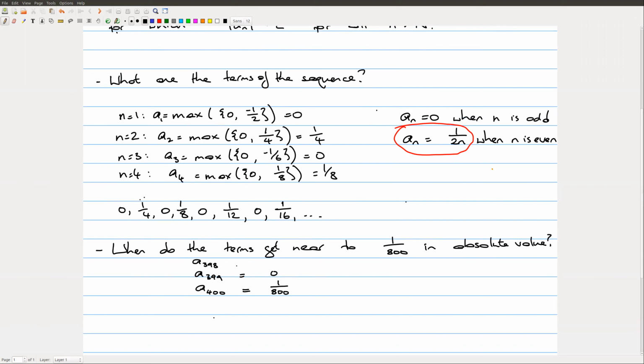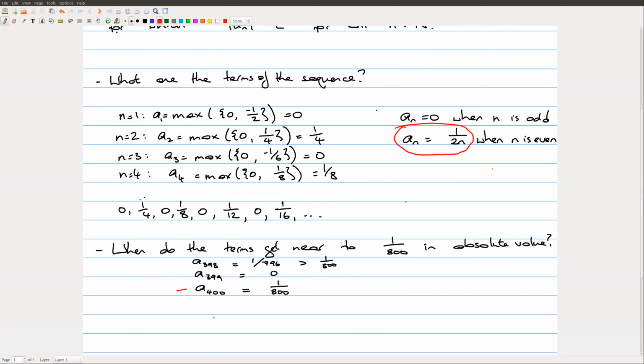A398 is positive, and it's 1 over 2 times 398, which is 796. So that's greater than 1 over 800. So that's kind of not of interest. And the ones before that, if they're positive, are going to be greater than 1 over 800 as well. So this is kind of the crucial point.